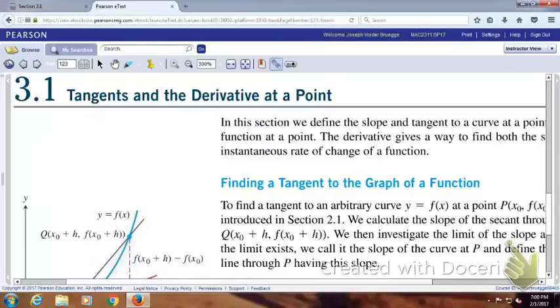So in section 3.1, we are now going to use the concept of limits that you just took a test on in order to build up to a more important concept that's going to take us all the way through calculus. This is one of two things that I would say are the single most important things: derivatives, and the other one is antiderivatives, so as you imagine, they're linked. All right? So in 3.1, tangents and the derivative at a point.